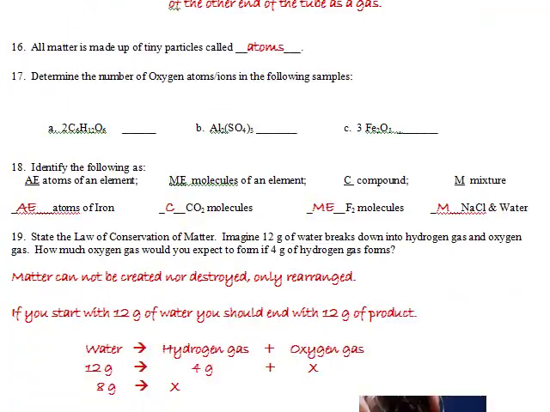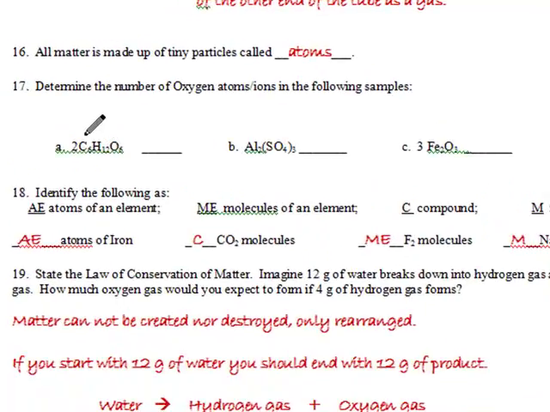Number 16, it says all matter is made up of tiny particles called atoms. And then over here, number 17, we have to determine the number of oxygen atoms in the following samples. So we're going to take a look at how many atoms we have in each. Now this requires some distribution, just like in your math class. Okay, so this first example, we have a big 2 out front. That's telling us we have 2 molecules of this stuff.